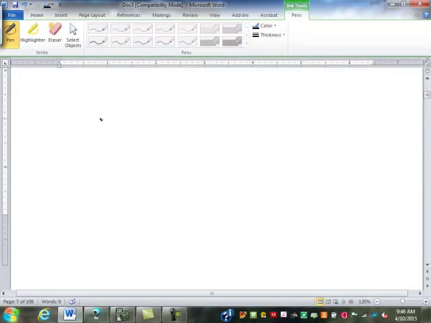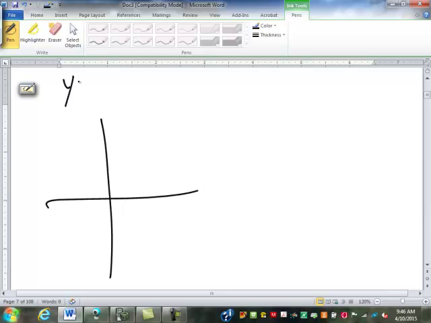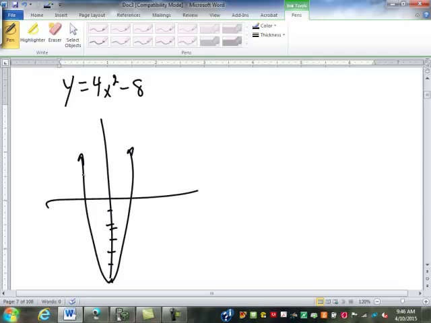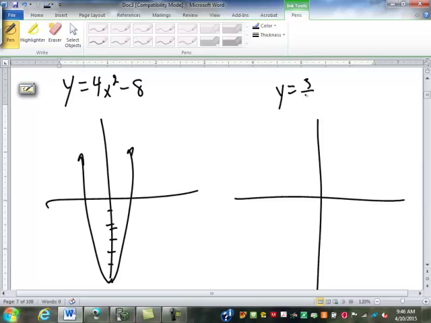Number 9, 4x squared minus 8. Okay. Yeah, it's going to look something like this. Pretty narrow. And number 10. Something like that.